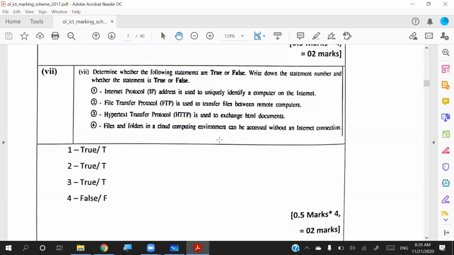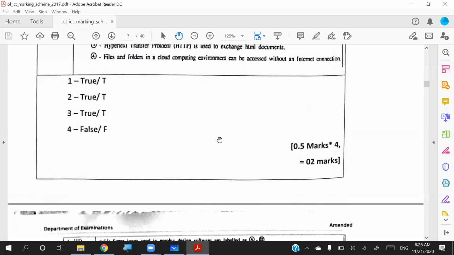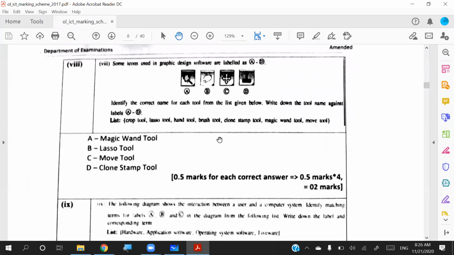Hypertext transfer protocol is used to exchange HTML documents. Yes, so HTTP stands for hypertext transfer protocol. So the name defines it, hypertext transferring, right? And the fourth one, files and folders in a cloud computing environment can be accessed without an internet connection, which is not possible because if you are going to connect with the cloud, you need the internet. So it is false, right? So true, true, true, and false are going to be the answers.